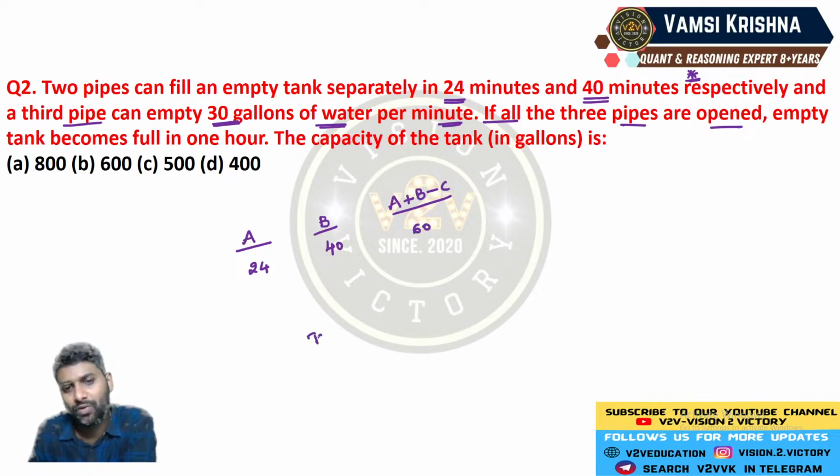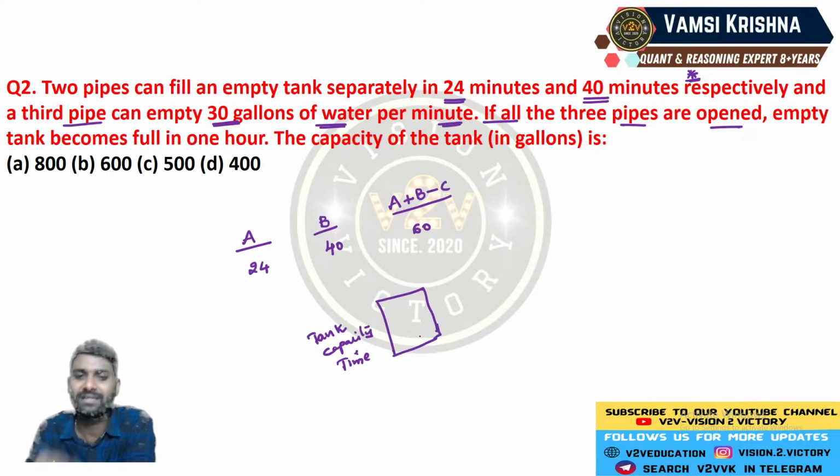Now, whatever the question is related to, time and work or pipes and cisterns, try to identify the total tank capacity, either in terms of liters or in terms of hours. For example, what is the original tank capacity? It's a common multiple of 20, 40 and 60.